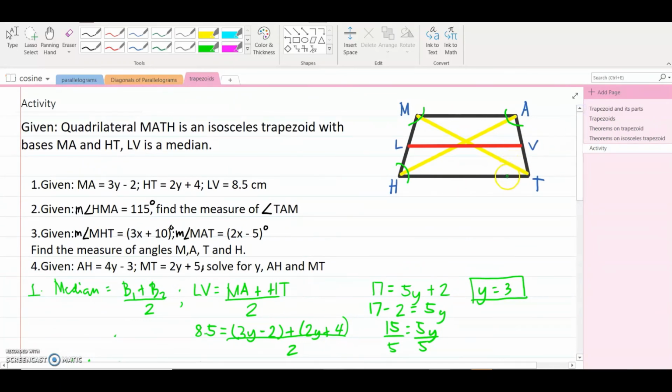So these are the different examples where we can apply the theorems on trapezoid and isosceles trapezoid. Thank you for watching, and I hope you already have the full understanding of the lesson about trapezoids.